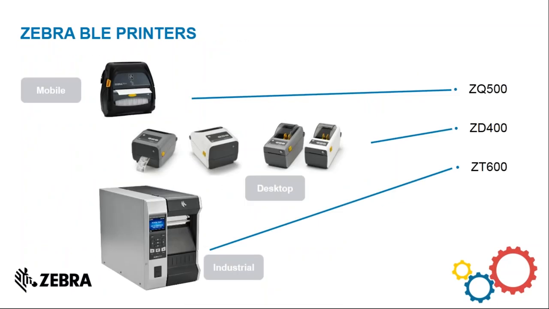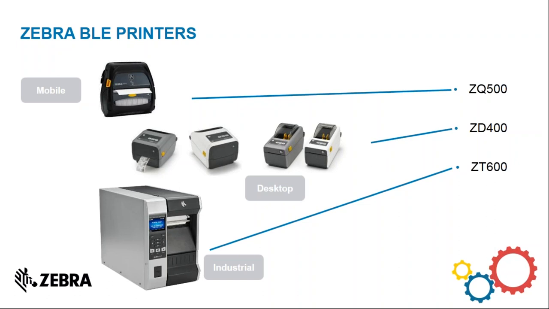Then we can take a look at the Bluetooth low energy printers. Such a technology was introduced in the printers recently, and you maybe know that Zebra, the leader in printing solutions, offers three layers of printing. One is the mobile, then the desktop or middle range, and the industrial printer for heavy duty applications.